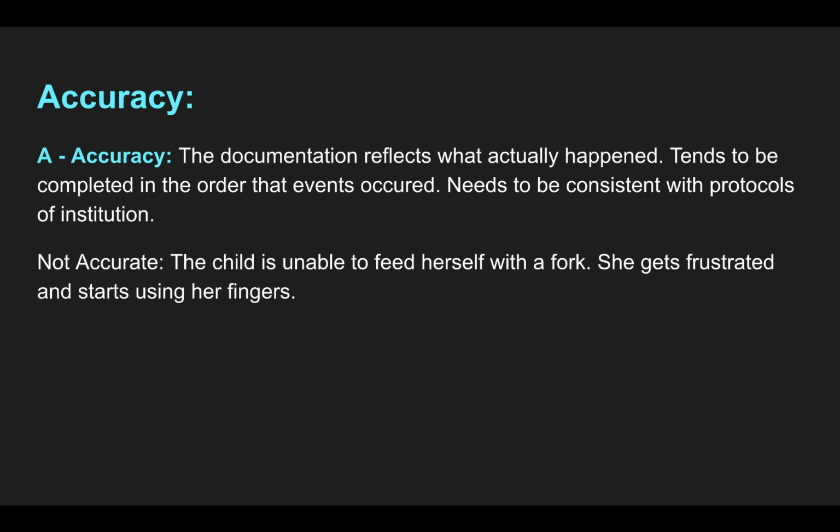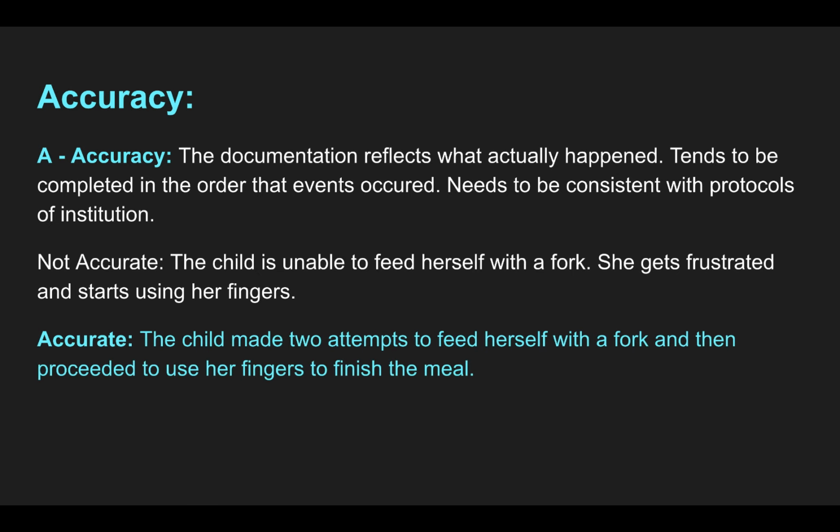Here is an example of a statement that does not reflect accuracy. The child is unable to feed herself with a fork. She gets frustrated and starts using her fingers. It states something, but how do we know what was tried? How do we know what really happened? So this statement is a little bit clearer. This demonstrates more accuracy. The child made 2 attempts to feed herself with a fork and then proceeded to use her fingers to finish the meal. There you go. That is written in a much more accurate representation.